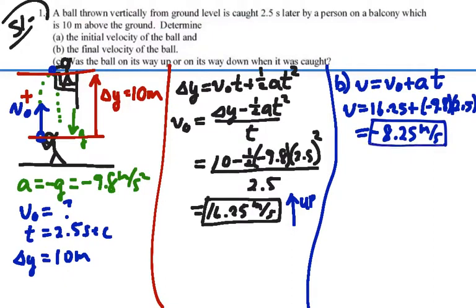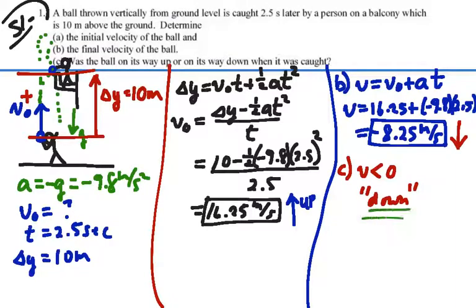That means it's on its way down because we have a negative velocity and we define up as positive. So our answer to C, is the ball on its way up or down when it was caught? Since our final velocity is negative, it is on its way down. So it reached maximum height and it's on its way down when it was caught at the balcony. So the true trajectory probably went something like that, went way up and then came back down. That's our answer.